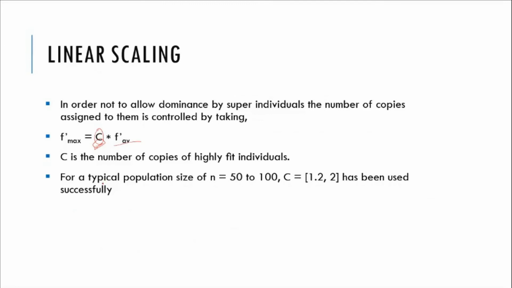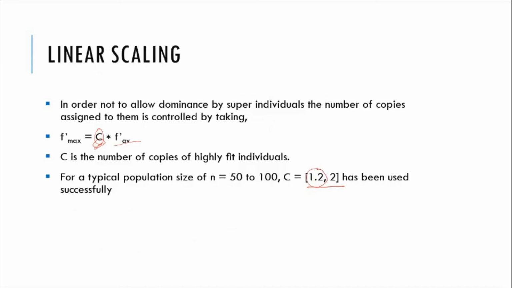For a typical population size n equal to 50 to 100, C is taken between 1.2 and 2. It can be 3 also, no problem. It can be enlarged. You may wonder how 1.2 is possible. This 1.2 copies is not possible for a single population.